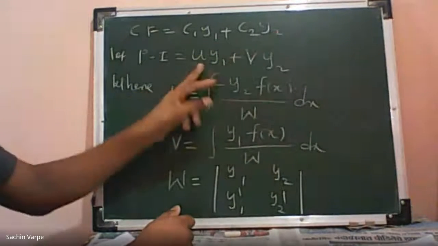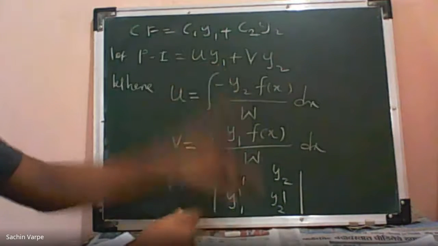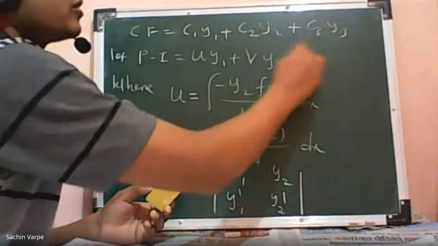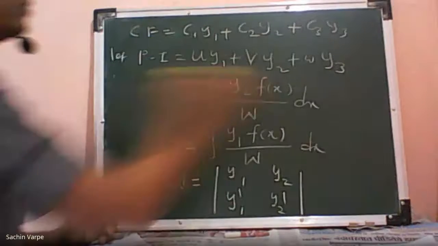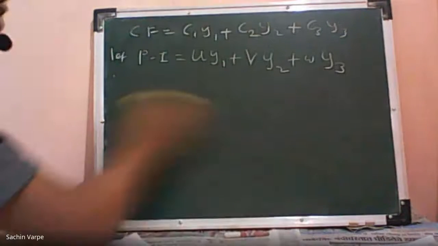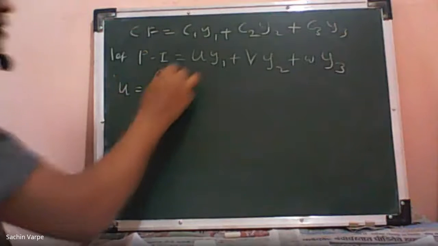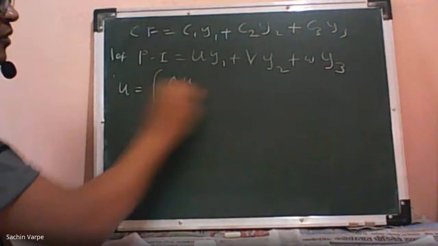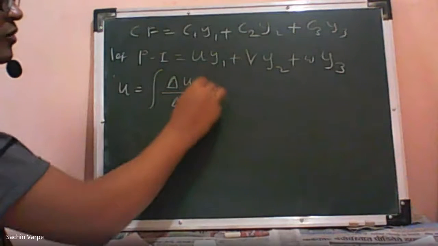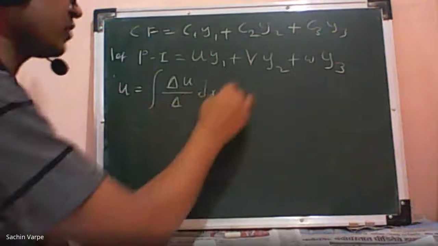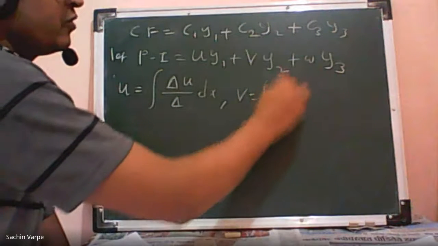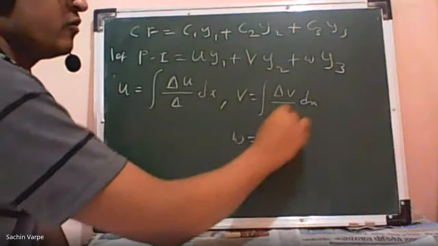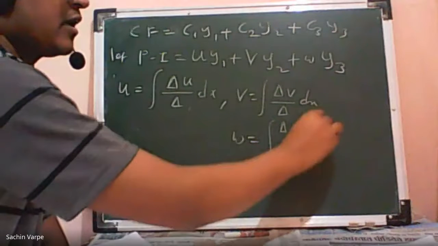Let me write those formulas. Suppose C3 y3 becomes w y3. So the formulas of u, v, and w are: u is equal to the integration of delta u upon delta with respect to x, v is the integration of delta v upon delta with respect to x, and w is the integration of delta w upon delta with respect to x.